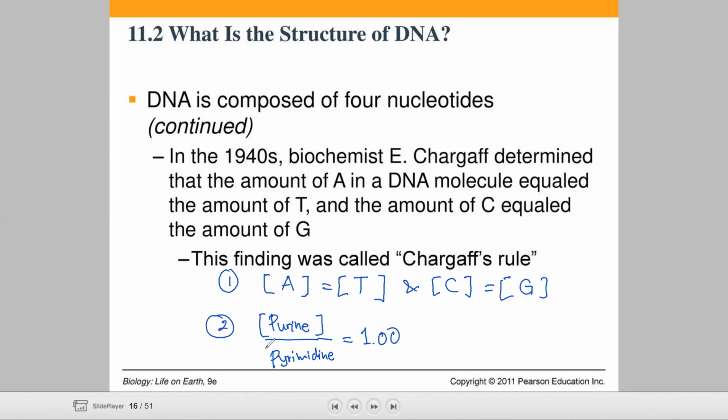Because purine is G plus A, right? And then pyrimidine is C plus T. Since A equals T and C equals G, then purine over pyrimidine equals 1.